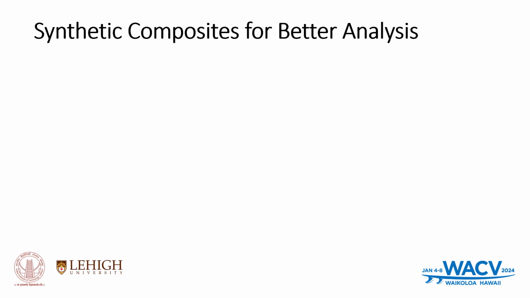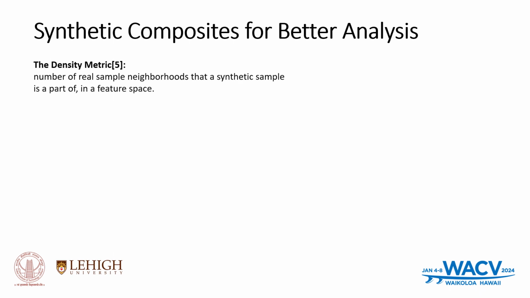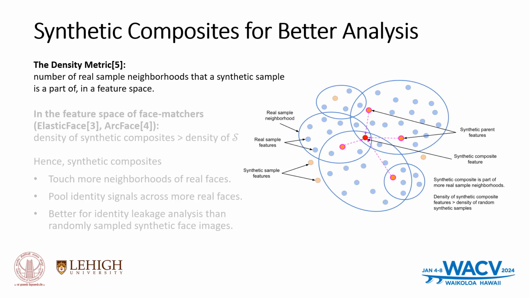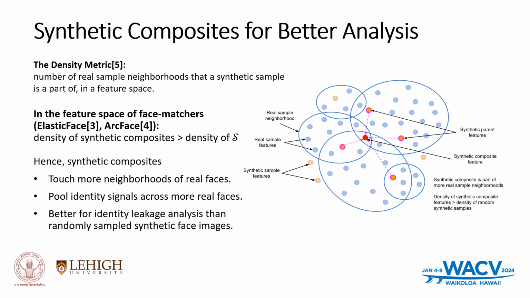We start our experiments by showing why synthetic composites are better suited for identity leakage analysis. For this, we use the density metric, which is used to evaluate generative models. Given real and synthetic samples in a feature space, density counts the number of real sample neighborhoods that a synthetic sample is a part of. Computing density in the feature space of face matchers such as ElasticFace and ArcFace shows that the density of synthetic composites is greater than that of randomly sampled images from S. This means that synthetic composites touch more real representations and hence pool more real identity signals into them, making them better samples for identity leakage analysis.